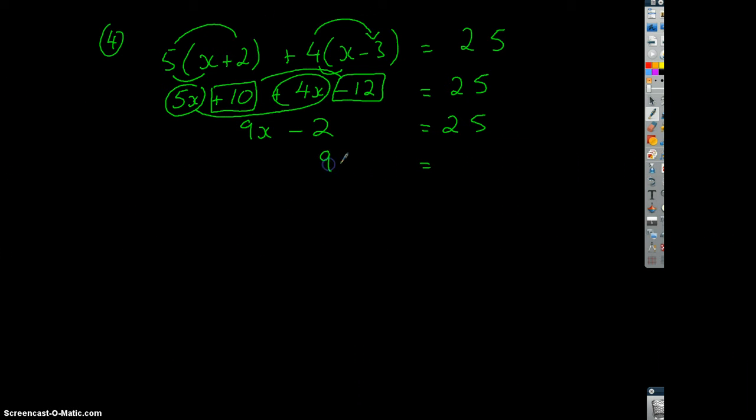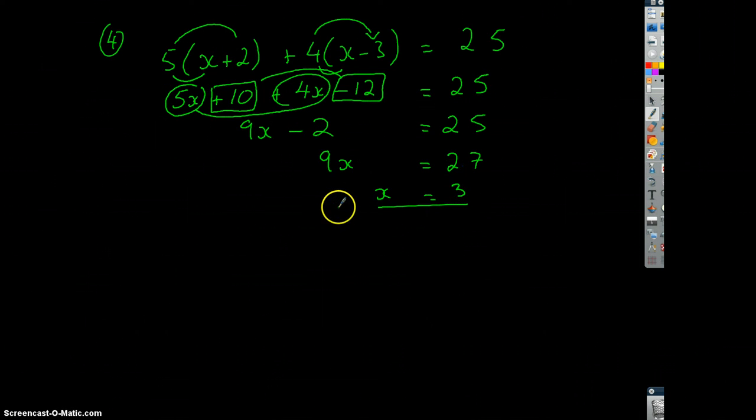Let's add 2 to both sides. Negative 2 add 2 gives us 0, which is what we want. 25 add 2 is 27. Now we don't want 9x, we want 1x. So what we need to do is divide by 9. 27 divided by 9 is 3, or 9 times 3 is 27.